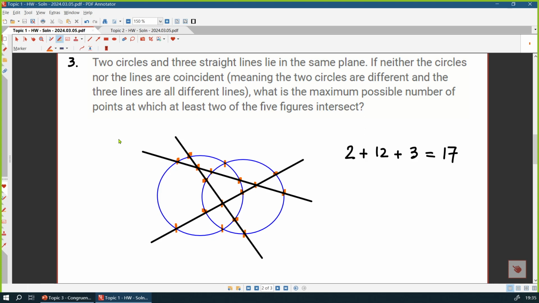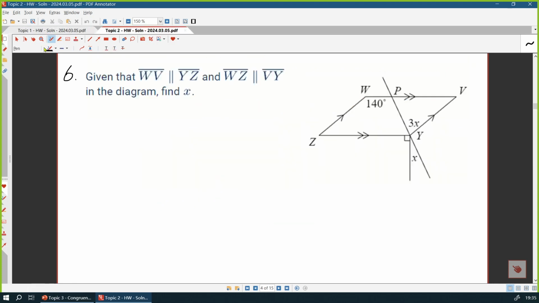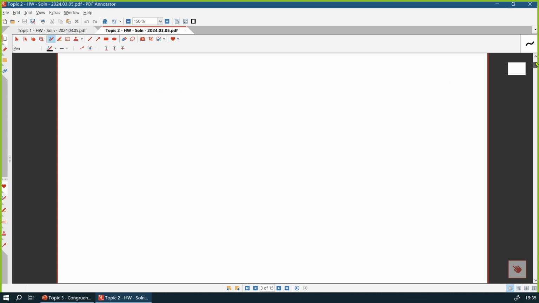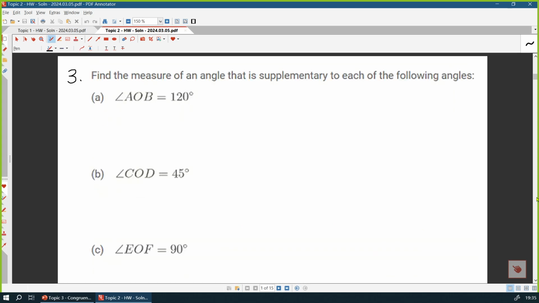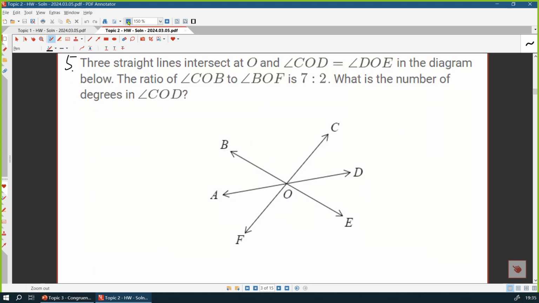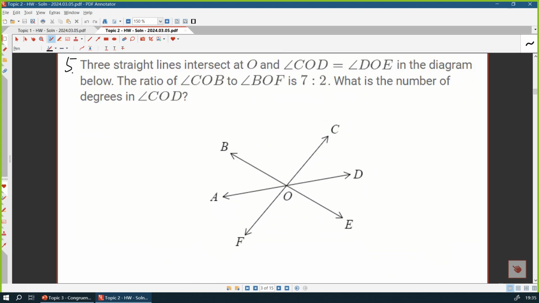Okay, and I think there's no questions for the other homework here, right? So let's have a look at topic 2. Okay, for topic 2, I think the first one is number 5. Okay, some of you have done this incorrectly, so let's have a look at that.